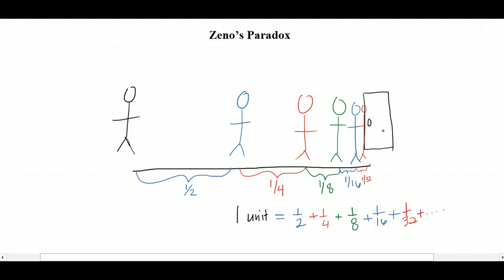So is he ever going to reach the door? Absolutely, yes. He's definitely going to reach the door. He's going to go that entire 1 unit traveled. But notice that 1 unit was equal to 1/2 plus 1/4 plus 1/8. We can continue to divide those remaining portions in half and in half again. So 1 looks like it equals the sum of infinitely many terms. So it is possible to add up infinitely many terms and get a finite number.